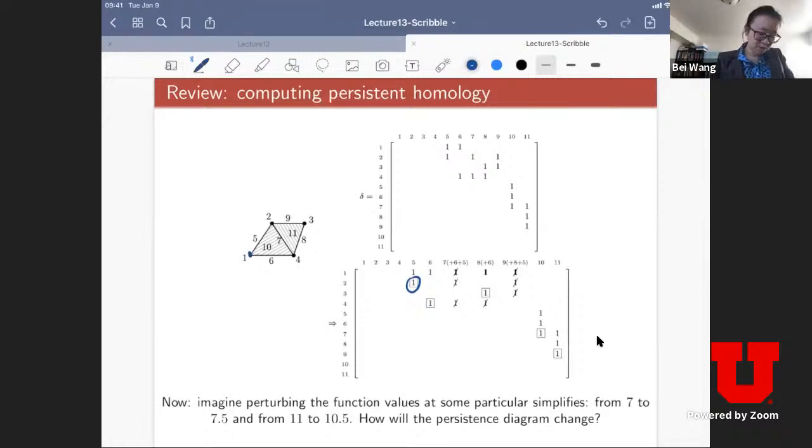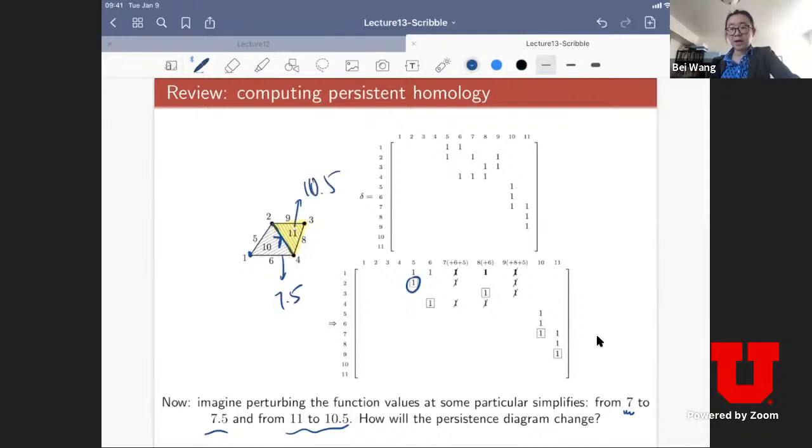Remember I said vertex one shows up at time one, vertex two shows up at time two. That is the function I use here. But if I perturb this function a little bit, I'm just perturbing the ordering of it a little bit. For example, I said the edge seven shows up at time seven, but instead I'm going to say this particular edge is going to show up at time 7.5. That is one particular perturbation to the function defined on this simplicial complex. So that's one type of perturbation. And of course I can also perturb it to say, okay, if I perturb the triangle in yellow, instead of showing up at time 11, it's going to show up at time 10.5, okay?